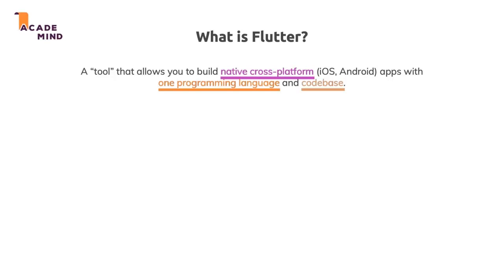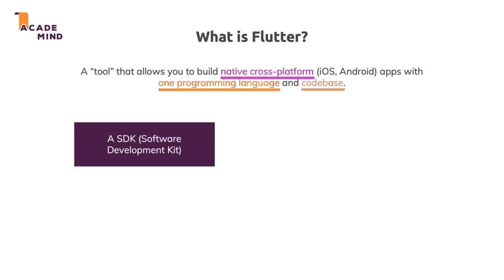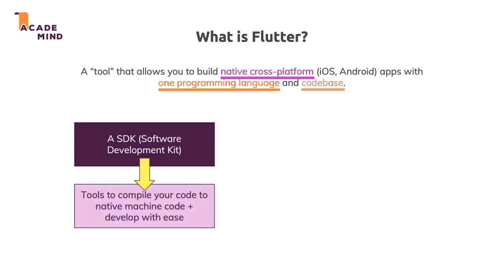If we have a closer look at Flutter though, it's actually a combination of things. The term Flutter refers to two major things. One is an SDK, a software development kit. You could say a collection of tools that allows you to write one code base or use one code base with one programming language. Because it includes tools to then compile this code, which normally would not run on iOS and Android, into native machine code that does run on these platforms.